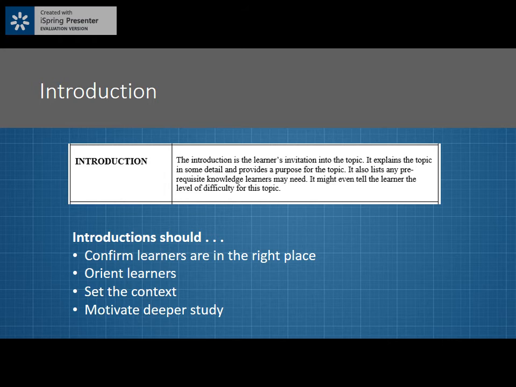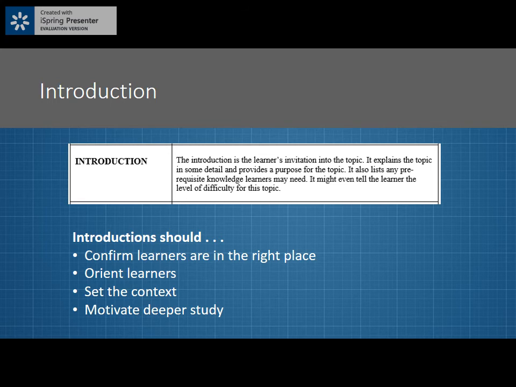Well, the introduction should confirm that the learners are in the right location. This applies particularly if learners have more than one avenue by which to reach the topic. An introduction should orient the learners. That is, the intro provides enough of a preview of the topic that learners understand what the topic will do for them. This is also aided by the title, remember.